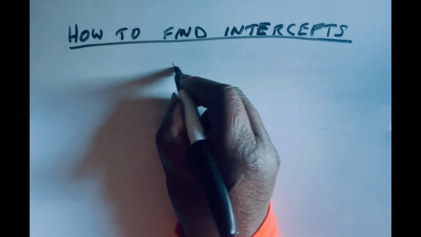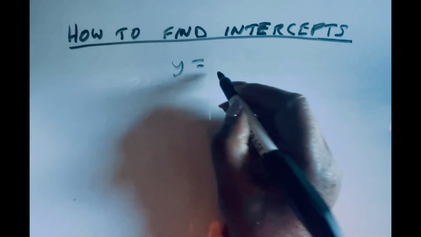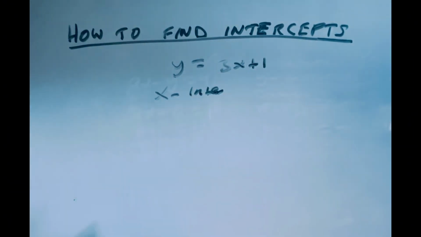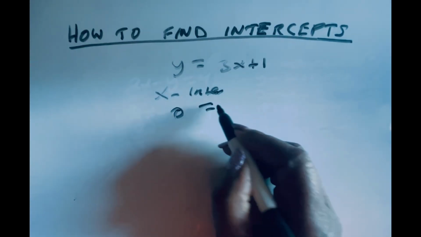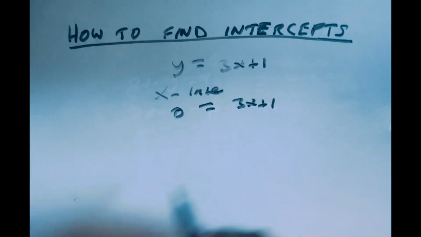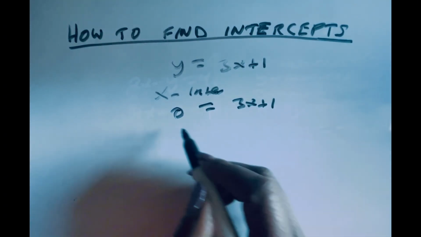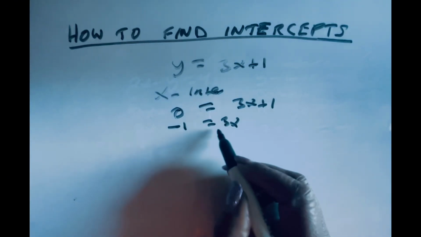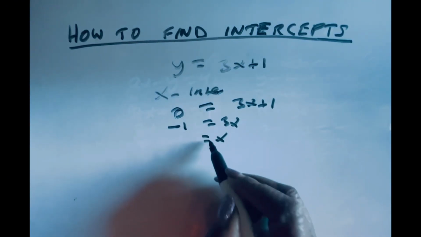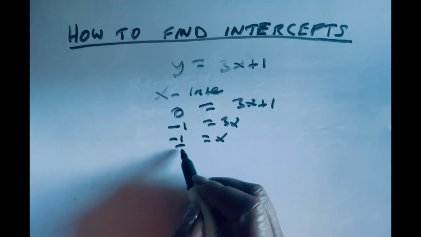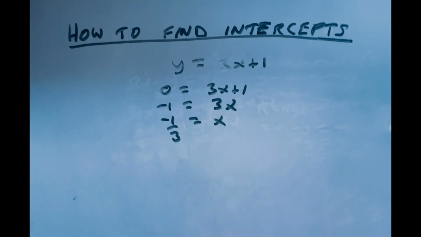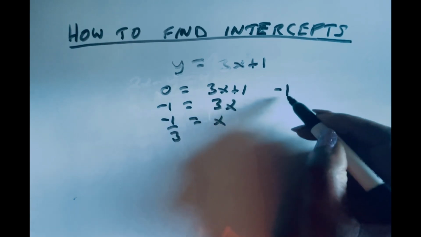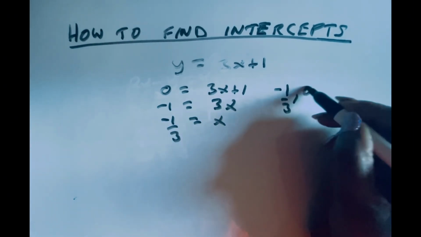The next equation we're going to use is y is equal to 3x plus 1. To find the x-intercept, we need 0 is equal to 3x plus 1. Subtract 1 from both sides, and we'll have negative 1 is equal to 3x. Divide both sides by 3, and x is equal to negative 1/3. So our x-intercept will be negative 1/3, 0.